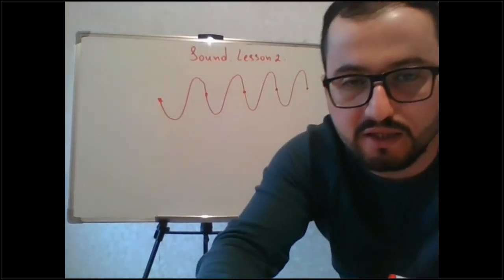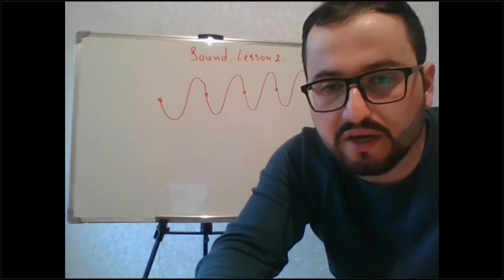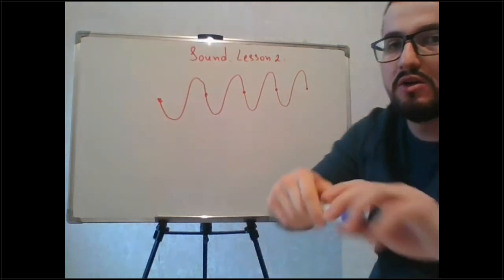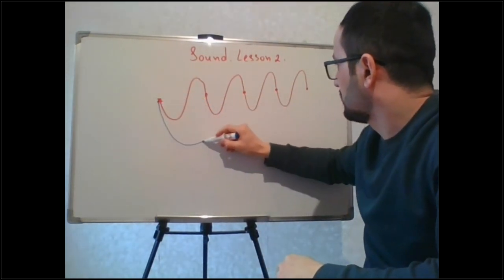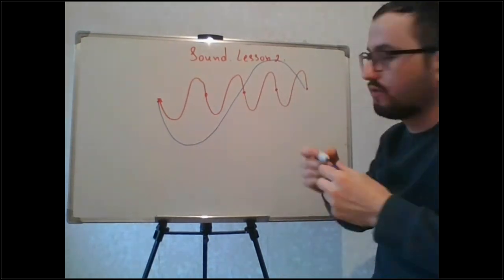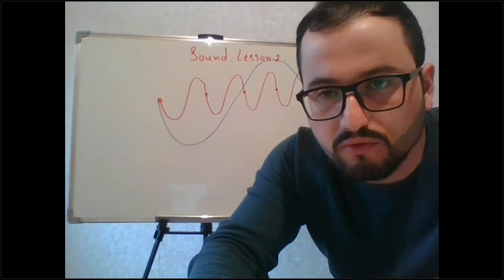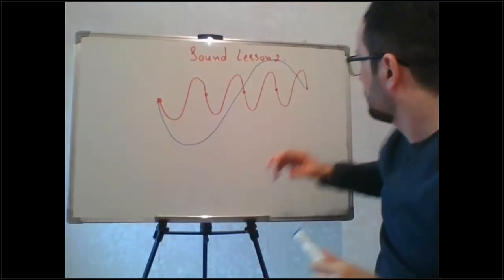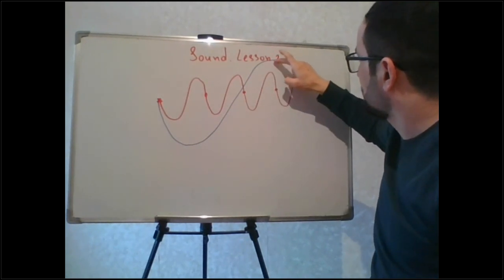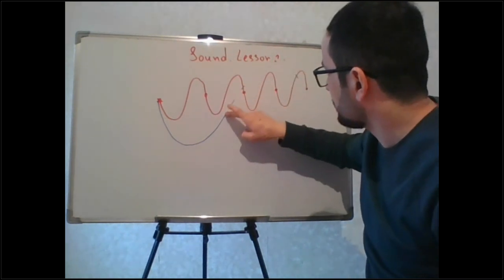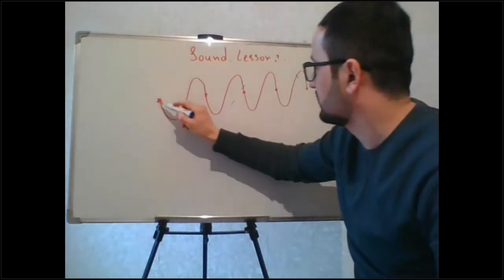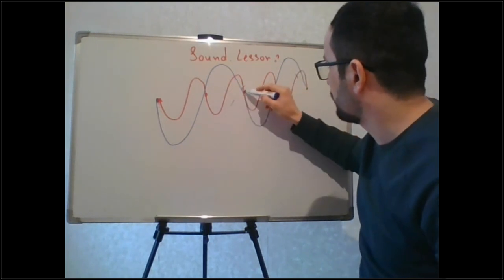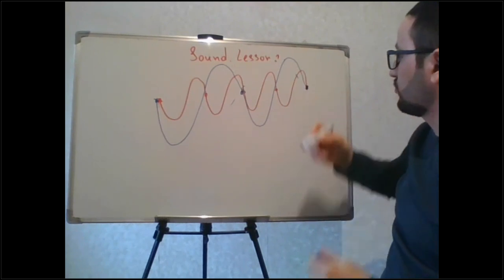Okay. But for blue color, how many waves? We have two waves. Yes, we have two waves for blue color. So I drew here one wave, see? In here we have one wave, okay? But in there, how many waves do we have? We have two waves, yes? So we need two waves like this. This is first wave, yes? And this second wave. So now we have two waves.